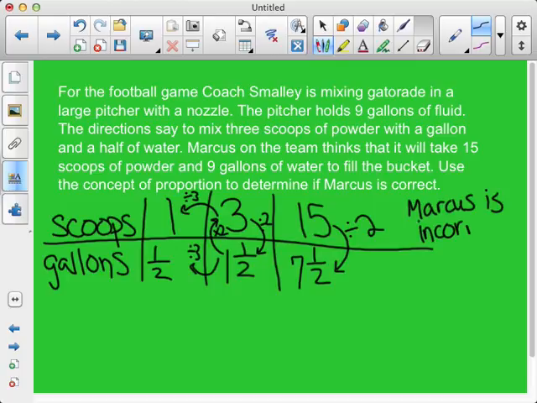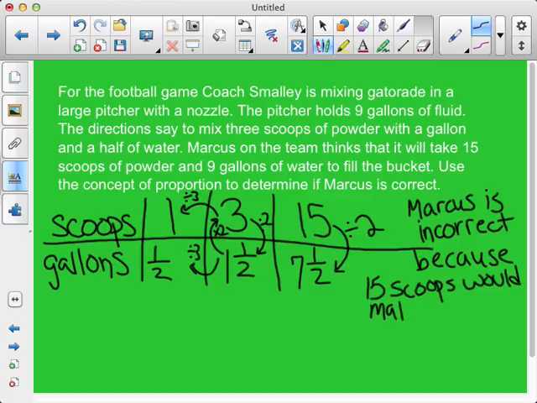And it is because 15 scoops would make 7.5 gallons. Not enough to fill the pitcher.